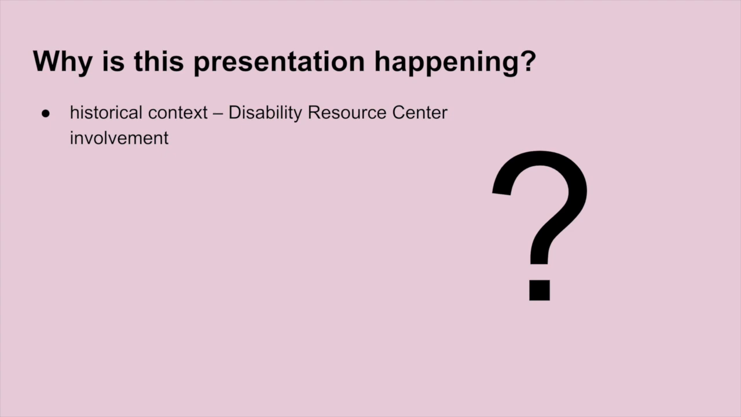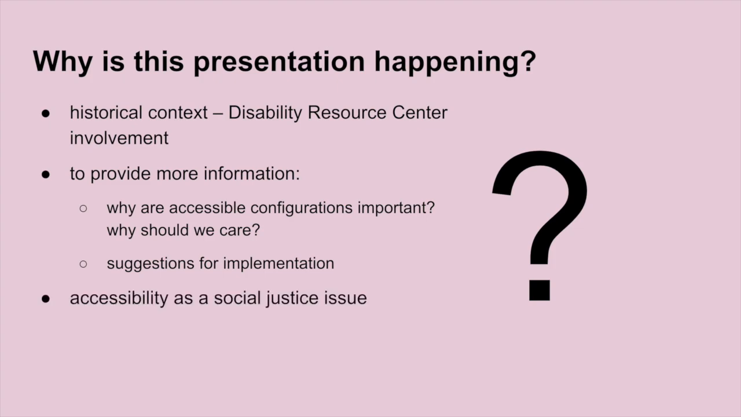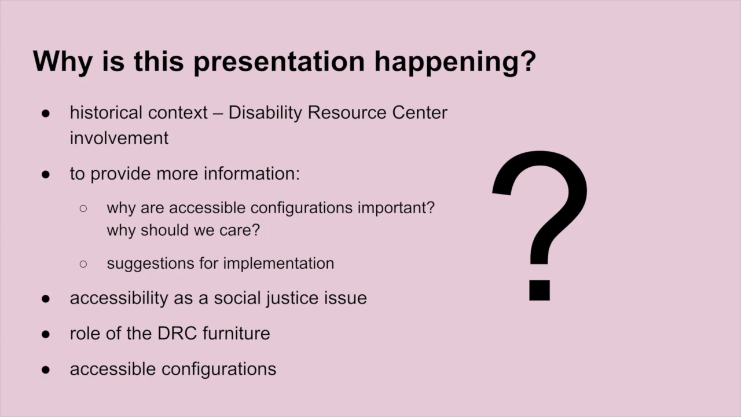This presentation is happening to provide the School of Social Work with more information about why accessible classroom configurations are important, to remind us all why we should care about this, and to provide some suggestions to help implement and maintain accessible classroom configurations. We are going to talk about accessibility as a social justice issue, the role of the DRC furniture in each classroom, table configurations, and next steps.